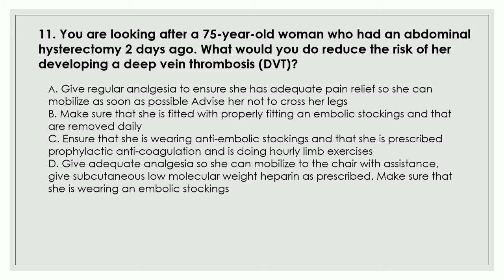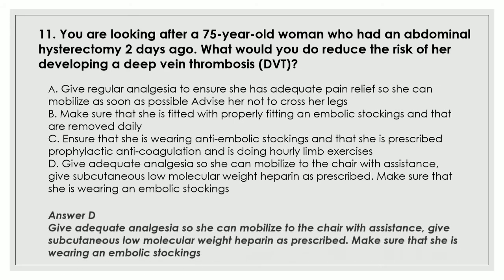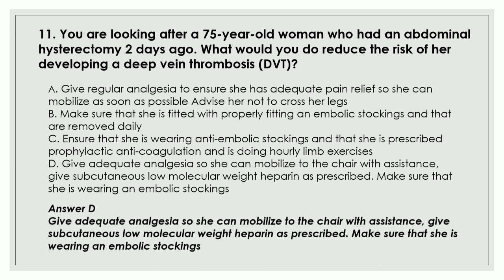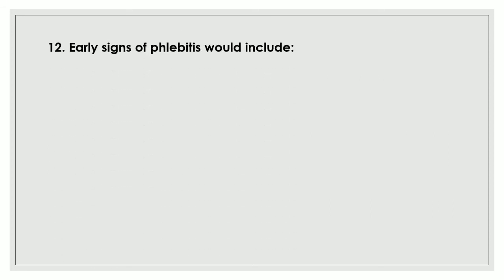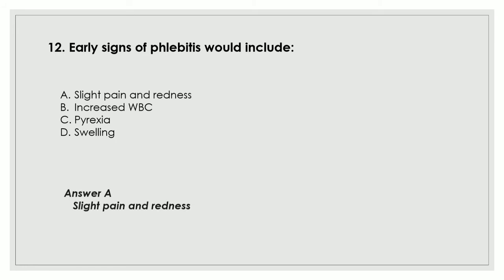Answer D. Give adequate analgesia so she can mobilize to the chair with assistance. Give subcutaneous low molecular weight heparin as prescribed. Make sure that she is wearing anti-embolic stockings. Question number 12. Early sign of phlebitis would include A. Slight pain and redness. B. Increased WBC. C. Pyrexia. D. Swelling. Answer A. Slight pain and redness.